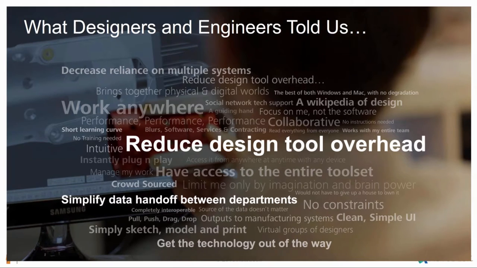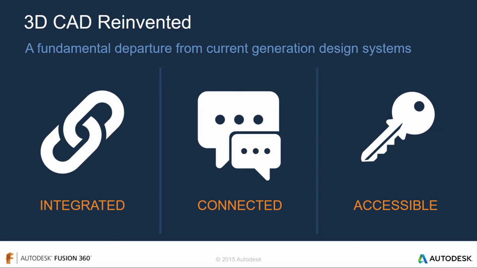So what are the three major tenets of Fusion 360? Number one, it's integrated. That's taking that industrial design, that engineering, that CAE, that machining, all of those separate disjointed tools, and putting them in one tool and one workflow. So you're not having to export models, import models, and all of that.